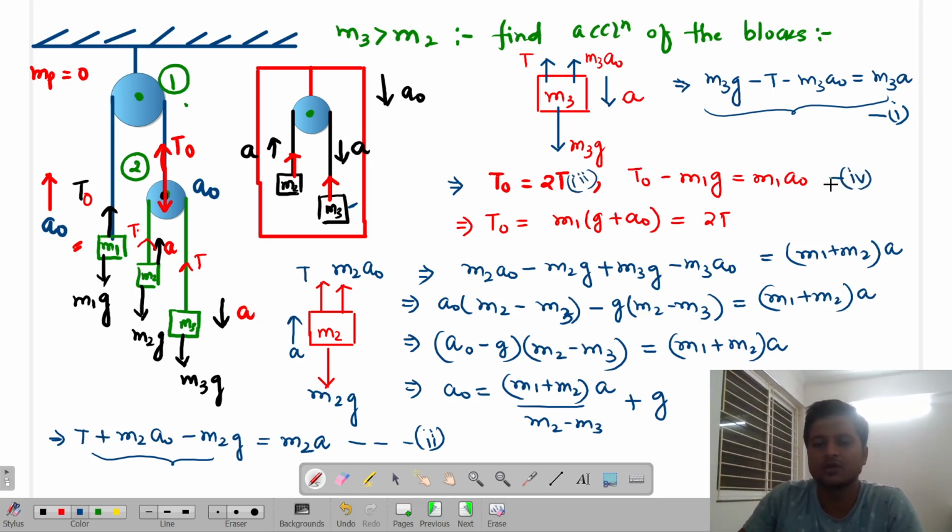Are you able to get me or not? Now it is your task to solve 1, 2, 3, 4. Correct or not? I have solved for a naught. Replace a naught in any of these equations, and then put tension T naught is equal to twice T. You are going to get the answer. So it's your task to do it a little bit. Can you do it for me?